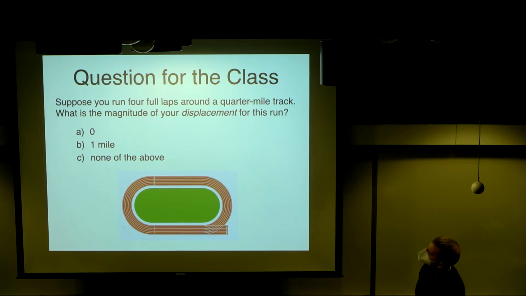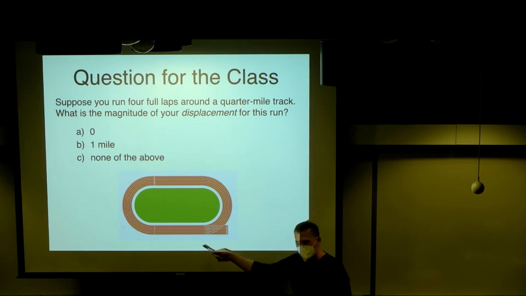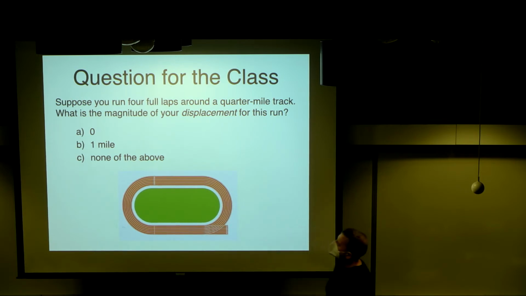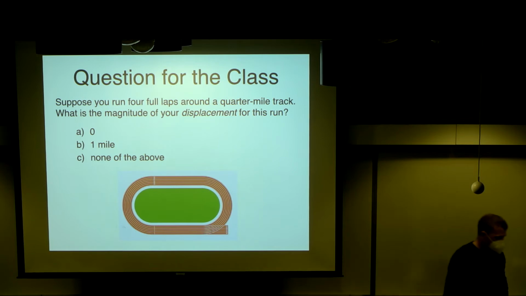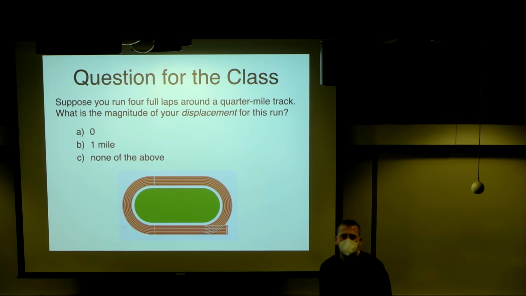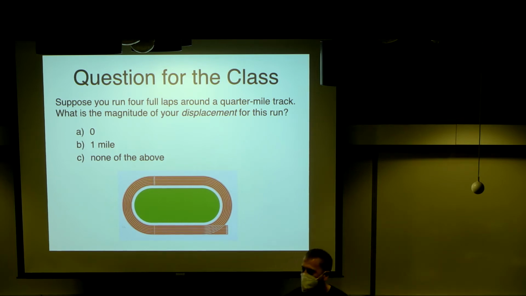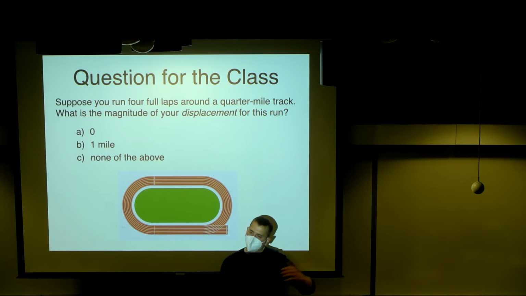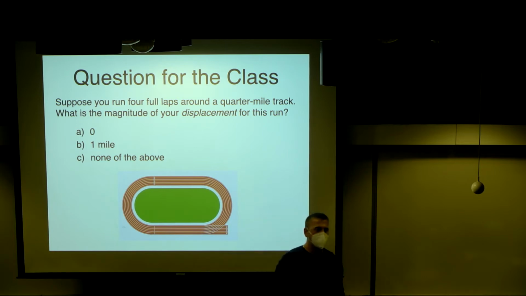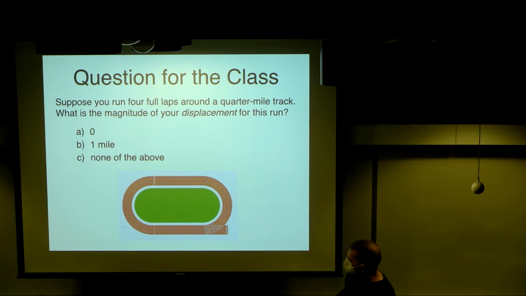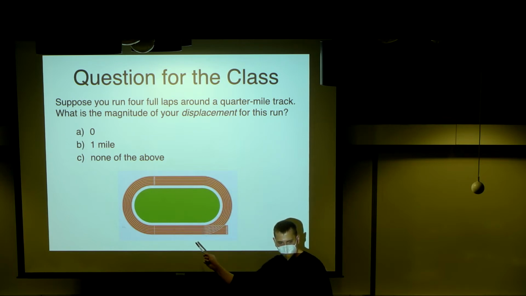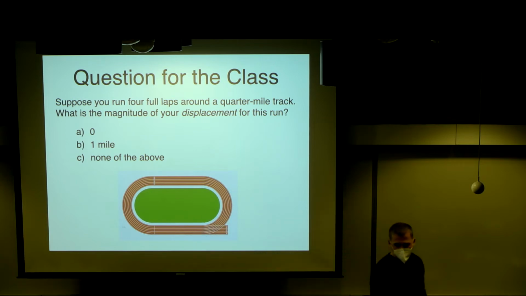So, question. You're on a track. You run around that track 4 times for 4 complete laps. What is your displacement for that run? And the track is a quarter mile long, let's say. It's 0, right? Yeah, you're all saying it. And why is it 0? Because you started and ended at the same place. So by definition, your x initial and your x final are the same thing if you start and end at the same place. So your displacement is 0.